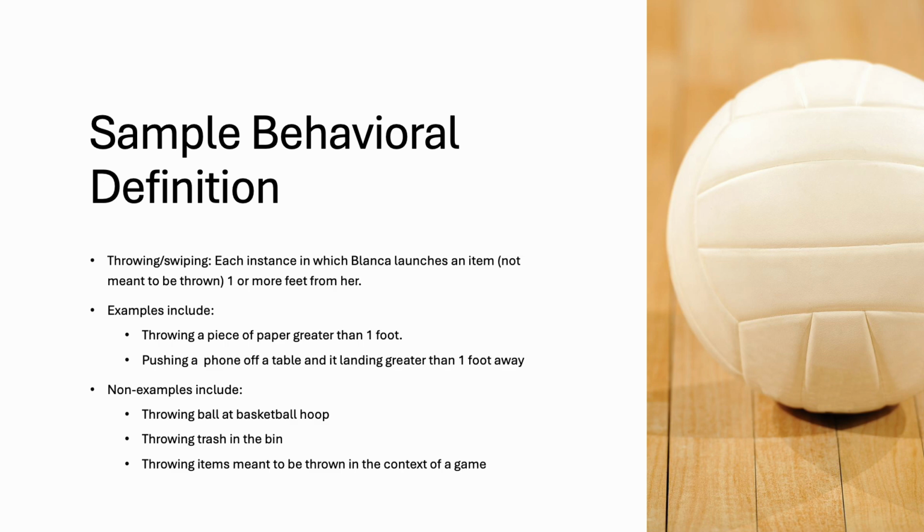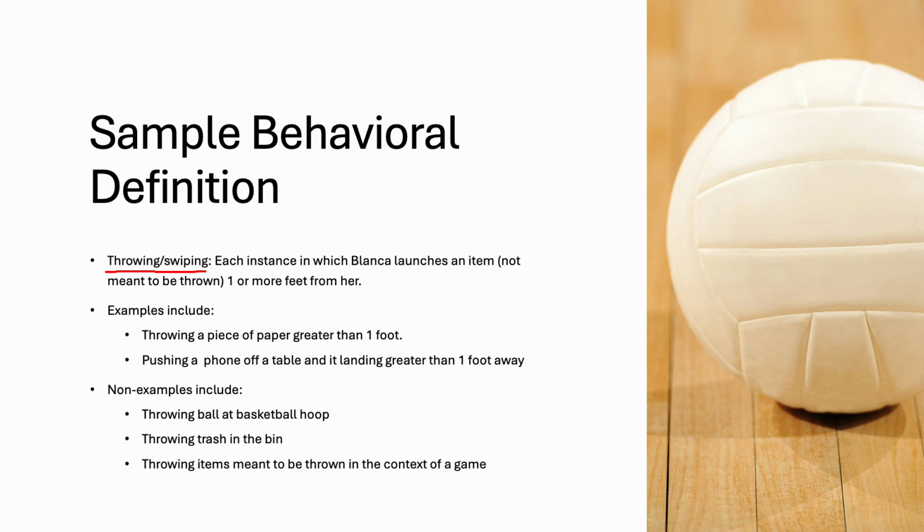All right, so now that I've gone over the different components of a target behavior definition, what to include, what not to include, etc., let's go over a sample behavioral definition, and this is going to include all of the necessary components. So I'm going to define the behavior of throwing or swiping. That's my behavior label, which you want to make sure to include. Sometimes when I'm reviewing student assignments, I see that you forget to include a behavior label. Please make sure you're including a behavior label.